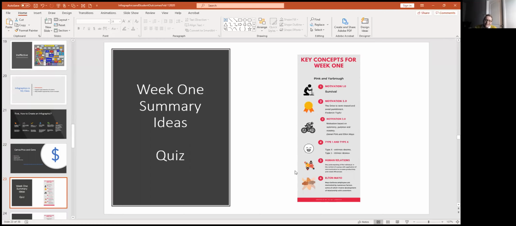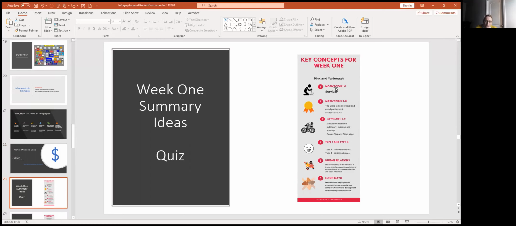But what I did with each week, I created an infographic and I tried to pare it down to 5 or 6 key concepts that the student must have to be successful in the next week. So my infographic had a summary of these key concepts, which would have been offered in maybe 3 or 4 weeks in the general semester, summarized down for the students in this infographic.